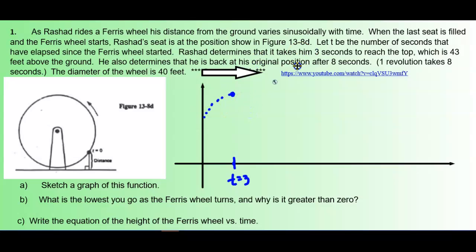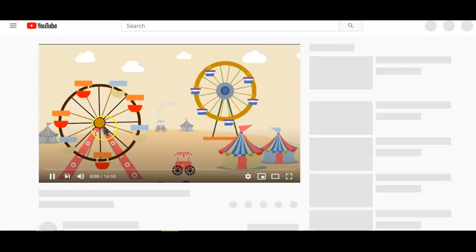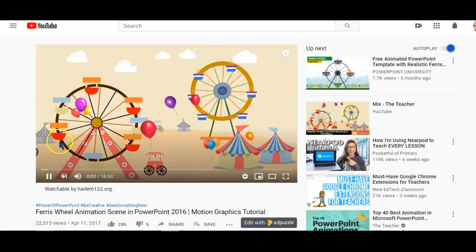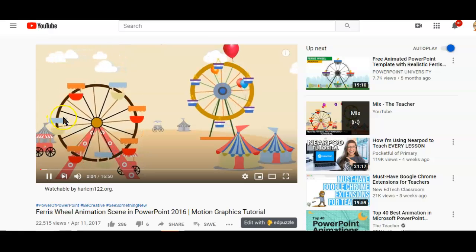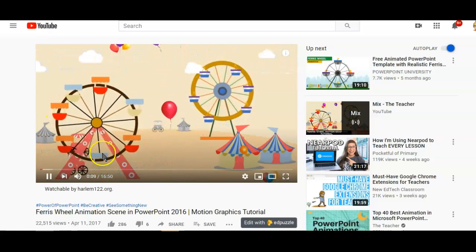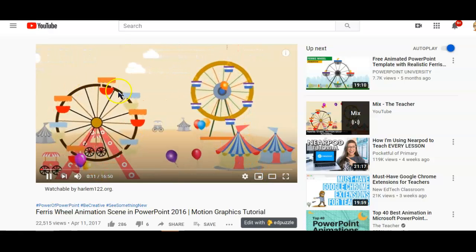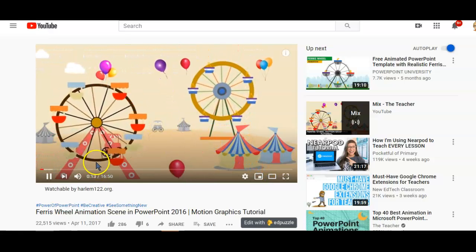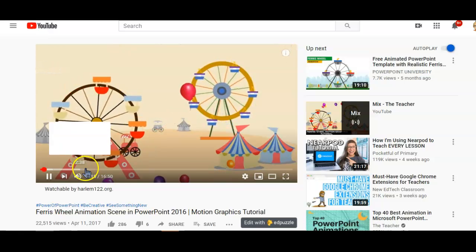I do want to show you super quick, if it'll load, just the idea in case you don't remember what we're talking about here. This is a Ferris wheel. So if you're this red seat, this one's moving the opposite direction of Rashad's, but see how it goes up and down, and then up, and then down? But notice, it never hits the ground.